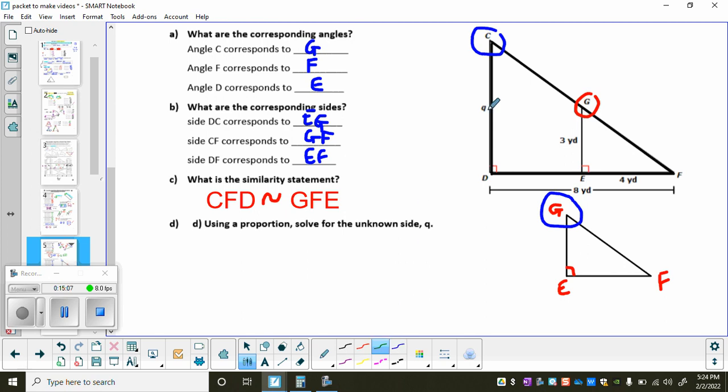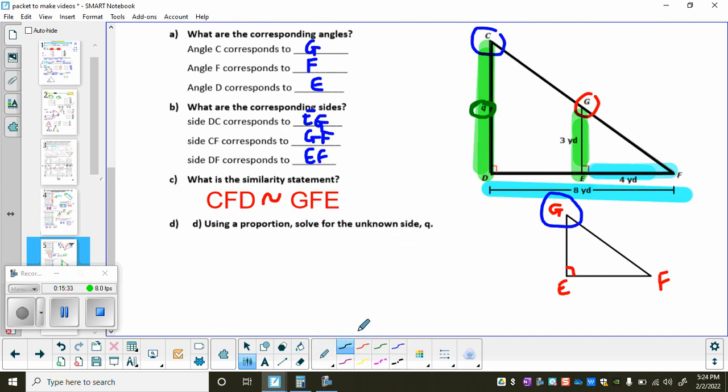Now the unknown side Q here, this side, let me highlight it. We'll put it in green. The unknown corresponds to this right here. That's going to be something that we can use. And the 4 was enlarged all the way to be the 8. So if the 4 doubled to become an 8, then the 3 doubles to become a 6.